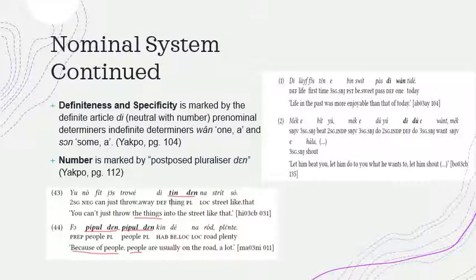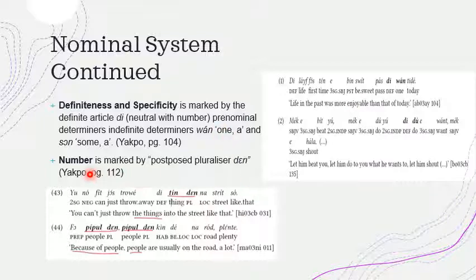In the nominal system of Peaky, definiteness and specificity are marked by the definite article D, the prenominal determiners and definite terminals one and some. We can see this over here in these examples. That is going to mark the definiteness of the sentence. So here we can see that D1, and life in the past was more enjoyable than that of today. That is a definite sentence based on the use of D and 1 within the noun system of Peaky.